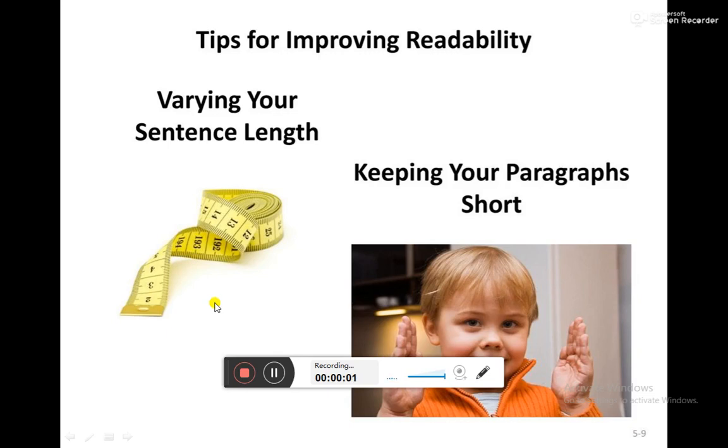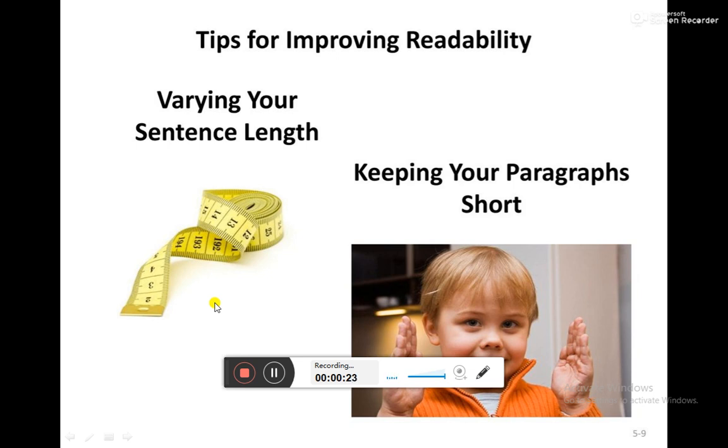All right, thank you so much for watching the first part. Now let's come to the second part of this lecture. In this lecture, as I told you before, we are going to study tips of improving readability. So the first point is varying your sentence length.